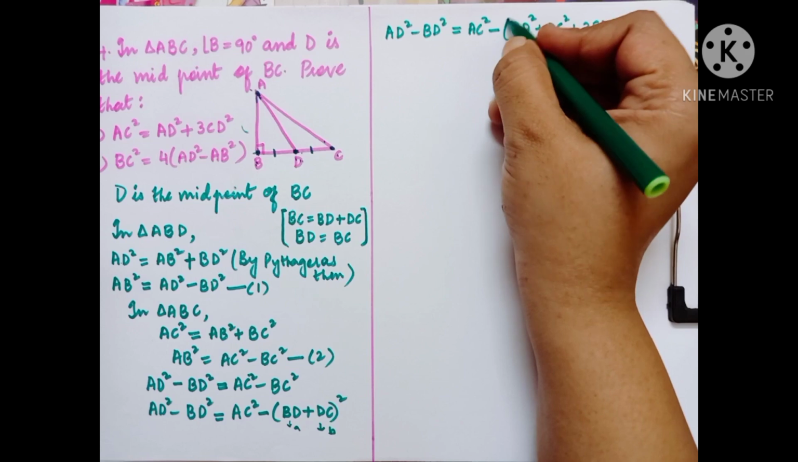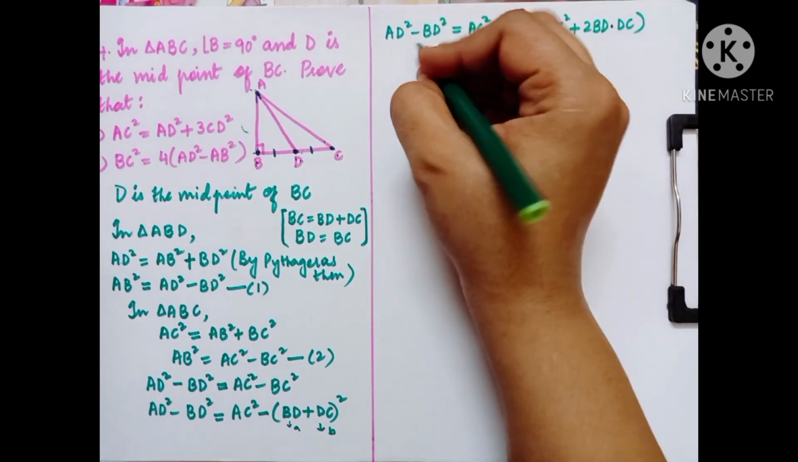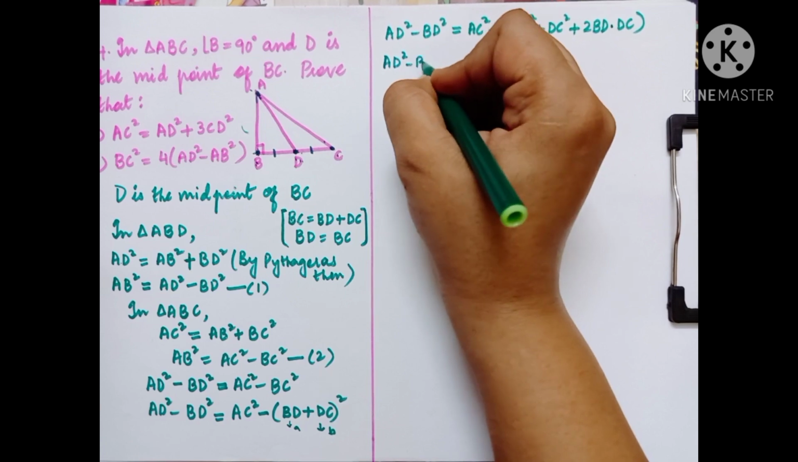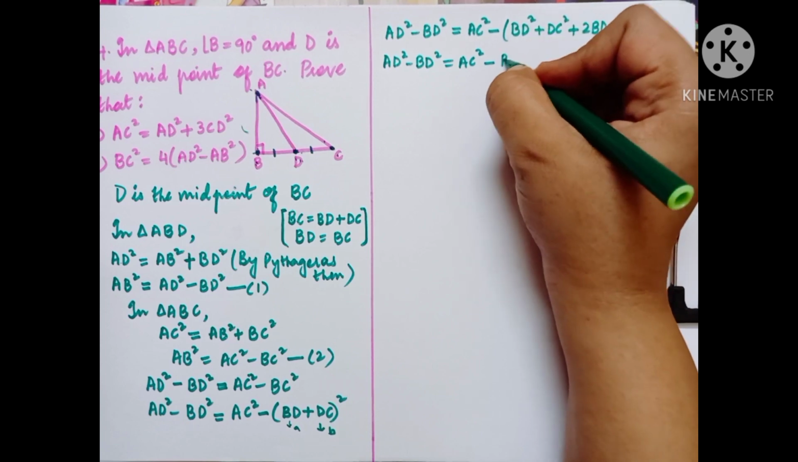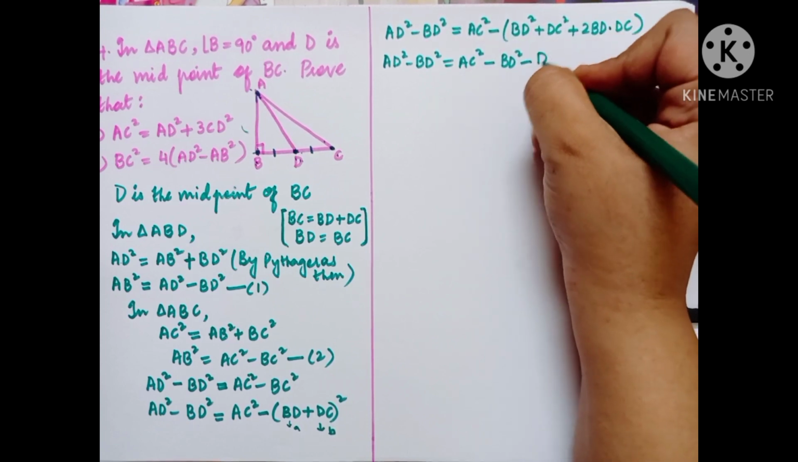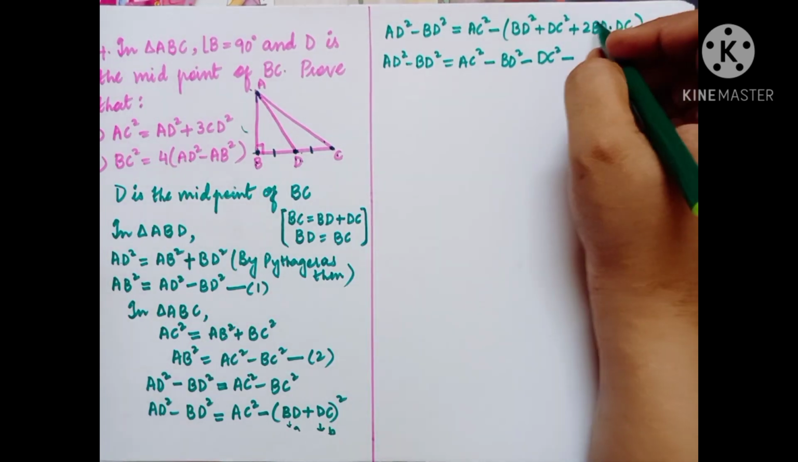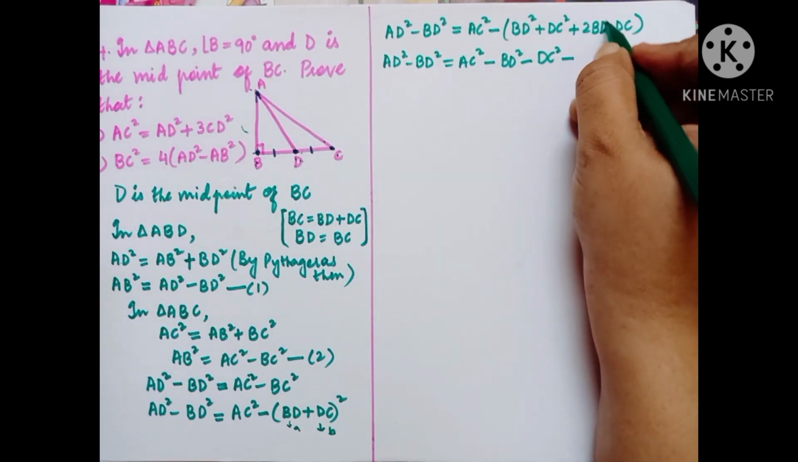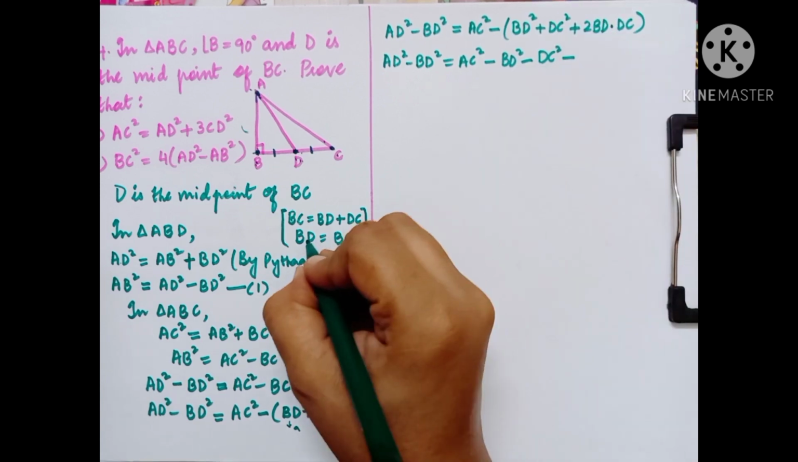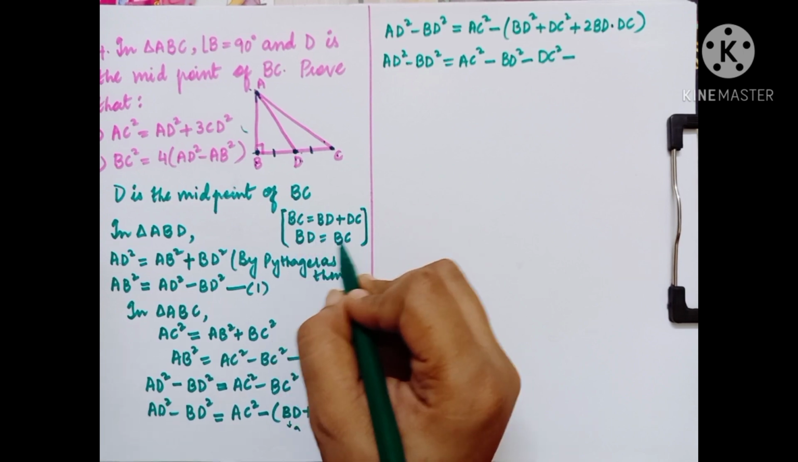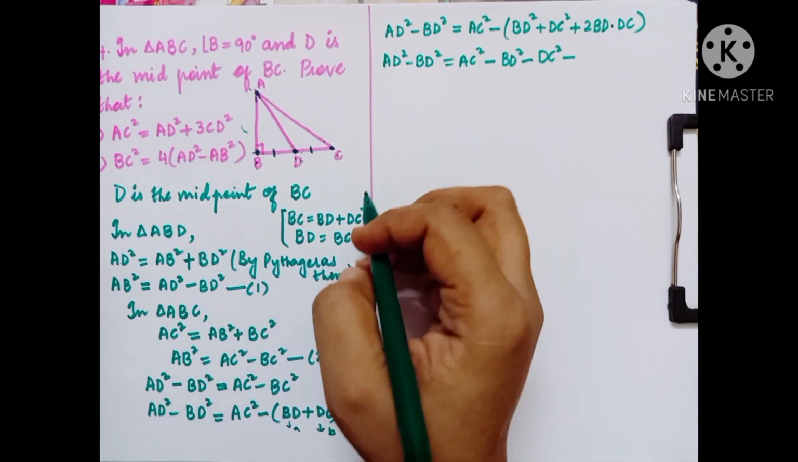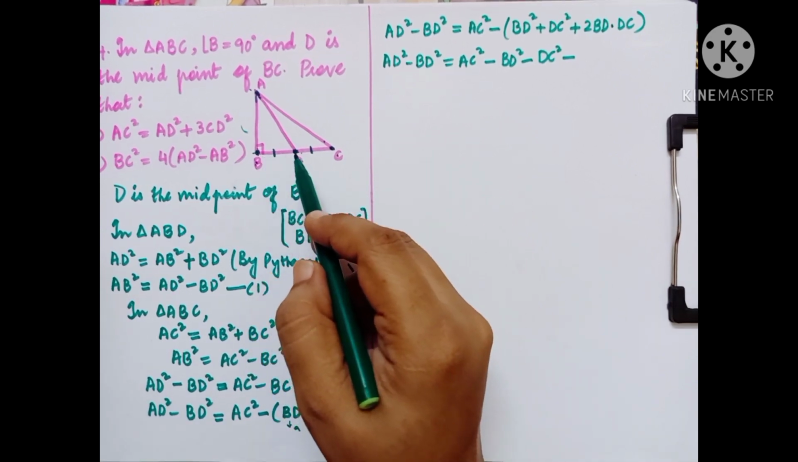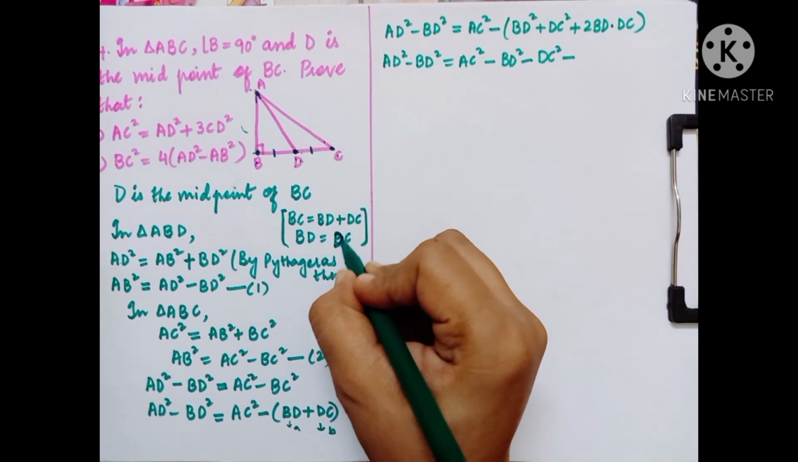Now let us open the brackets and multiply the signs. So here AD square minus BD square equal to AC square minus this BD square, then minus into plus, minus DC square, then once again minus 2 BD. How can you write this BD? One more condition we have written: BD equal to DC. So this is DC.